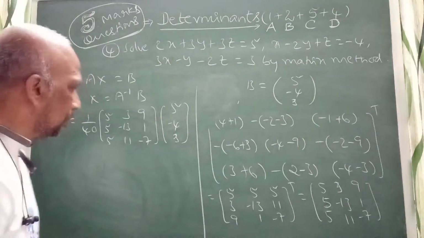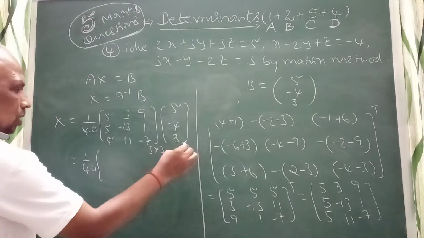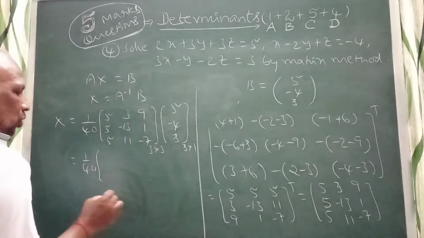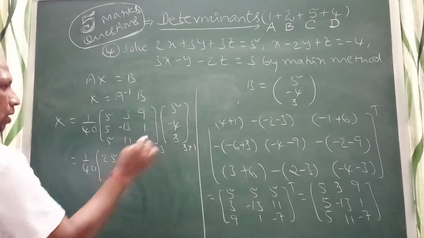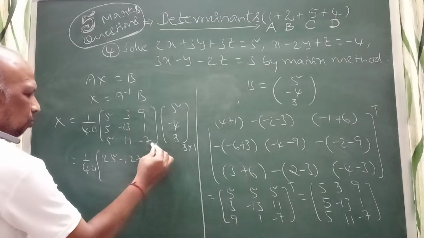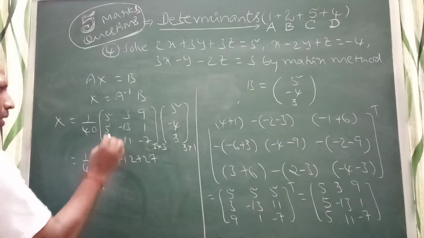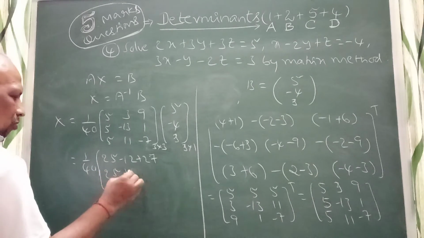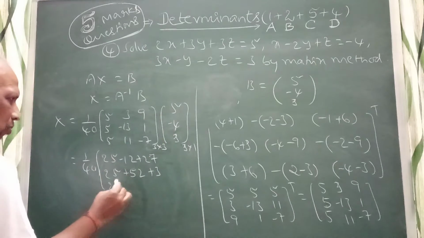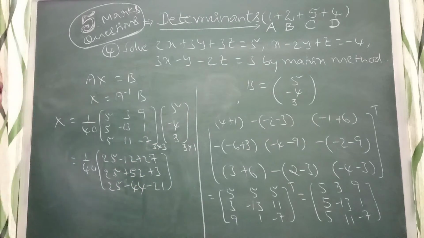This I am going to simplify. 1 by 40. This is 3 by 3. This is 3 by 1. So again the product comes 3 by 1 only, right? First row with first column, so 25, this one minus 12 plus 27, right? This one I can write 25 plus 52, 52 plus 3. This one 25 minus 44 minus 21.